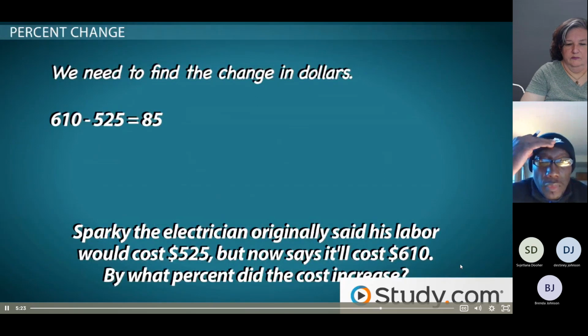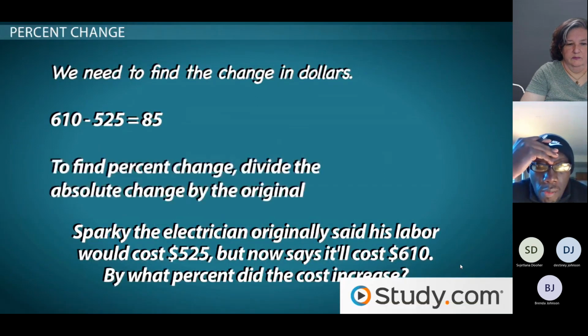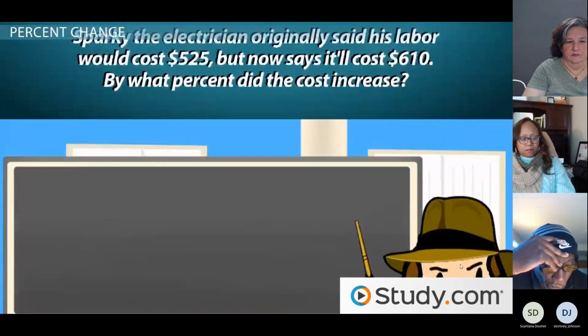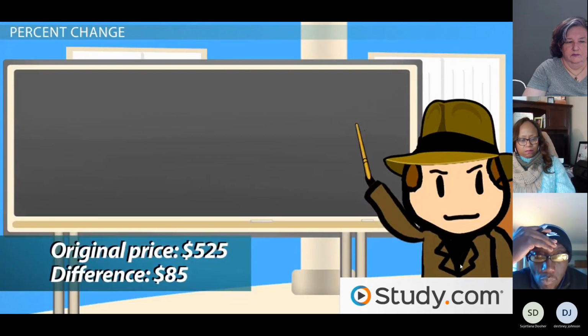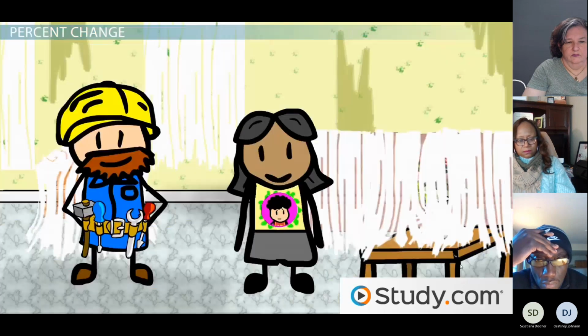We can find the percent with a little division. To find percent change, divide the absolute change by the original. This works for increases or decreases. Here our original price is $525, and our difference is 85. 85 divided by 525 is 0.16. If we convert that to a percent, it's 16%. So $525 to $610 is a 16% increase. Let's hope Sparky spends that money on some safety equipment.